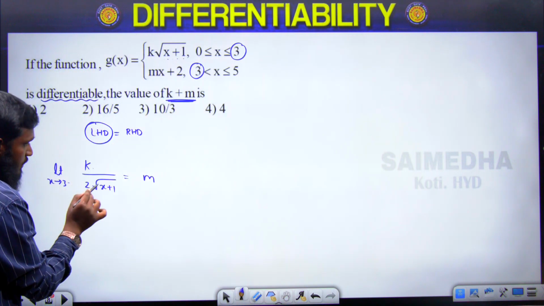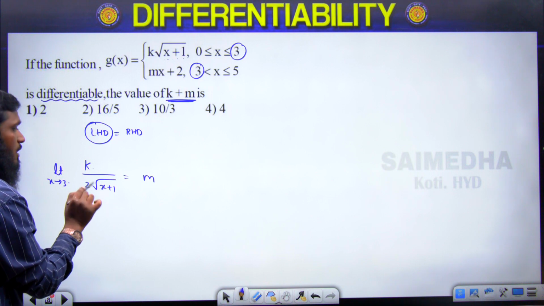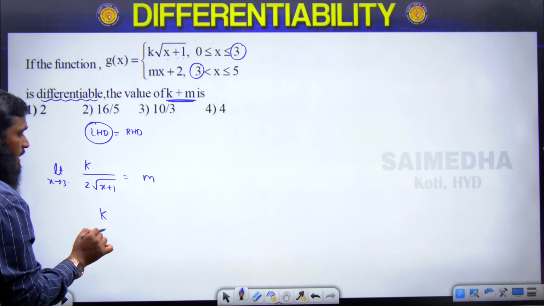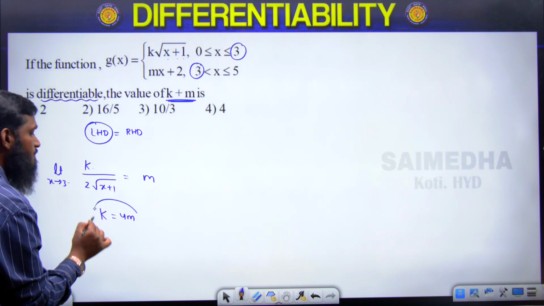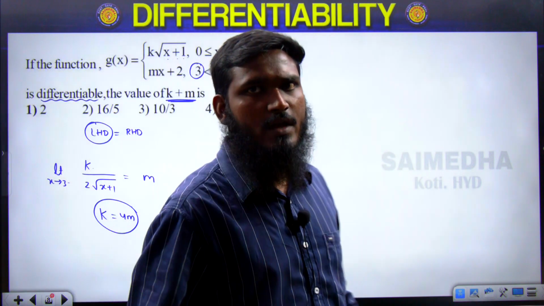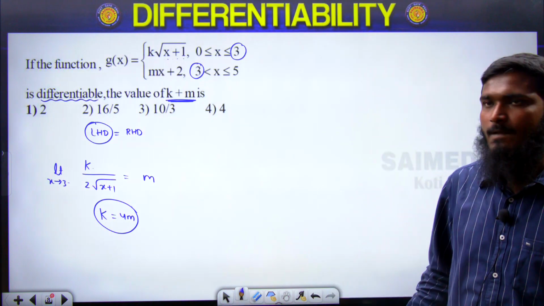If you are substituting the 3 value over here, 3 plus 1 will become what? 3 plus 1 is 4, root 4 is equal to 2, 2 2s are 4. So k by 4 is equal to m, k is equal to 4m. Now, we have not got the exact value actually; k is equal to 4m we have taken, okay.